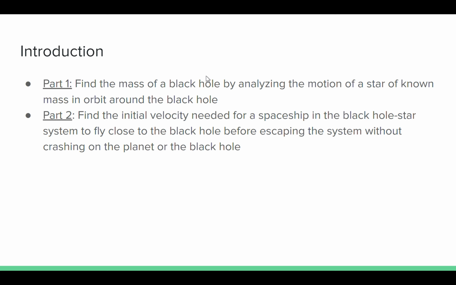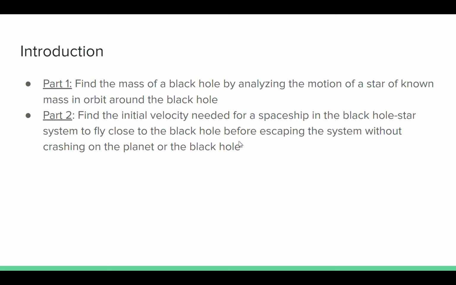The purpose of this lab in part 1 was to find the mass of a black hole by analyzing the motion of a star of known mass in orbit around the black hole. For part 2 of the lab, we were finding the initial velocity needed for a spaceship in the black hole star system to fly close to the black hole before escaping the system without crashing on the planet or the black hole.